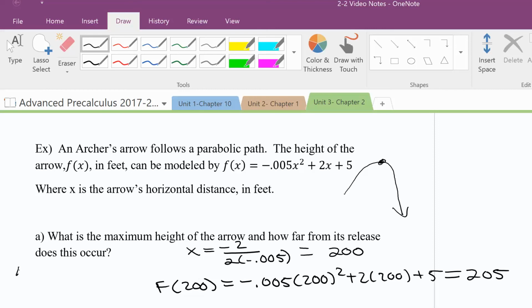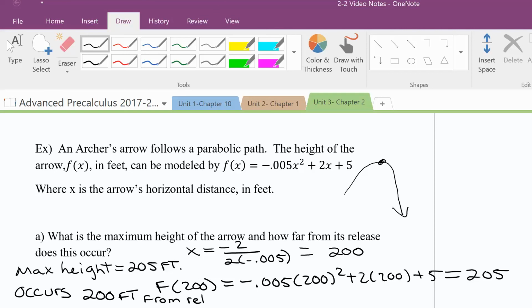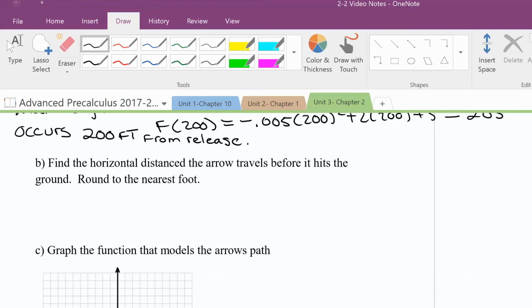So that means the maximum height of the arrow is 205 feet, and it occurs 200 feet from the release, because that's what x stands for.